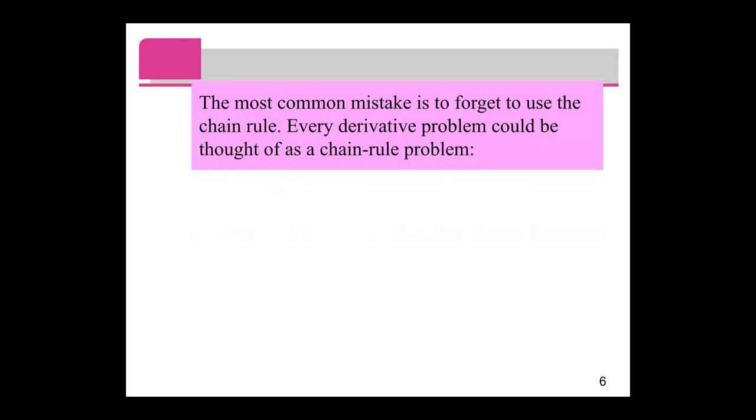So the most common mistake whenever you do a derivative is to forget the chain rule. Every derivative problem could be thought of as a chain rule problem. Every one of them. So let's say I want to take the derivative of x squared with respect to x. That would be 2x. And if I think of this x squared as my inside function, like I could say let u equal x. We wouldn't do this, by the way. And then let y equal x squared, u squared.